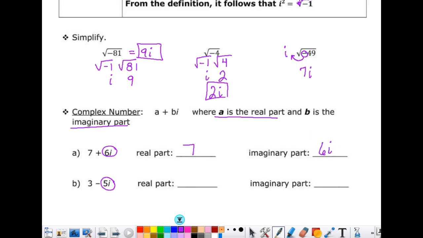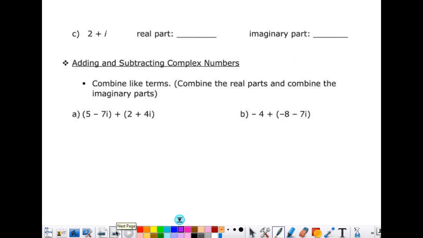This is no big deal. Okay, the real part is 3. The imaginary part is negative 5i. You also might want to notice how I make my little i's with a tail. You might want to do that so they don't look like ones. Or you can make your i like a cursive i or with a little tail. It's kind of up to you, but try to make your i's not look like ones. You don't want to mess up. Okay, real part is 2 and imaginary part is i.